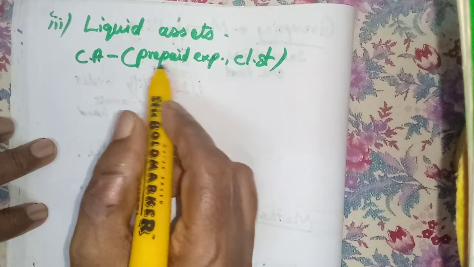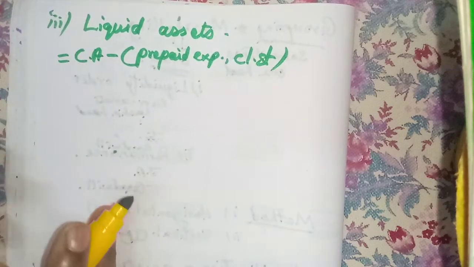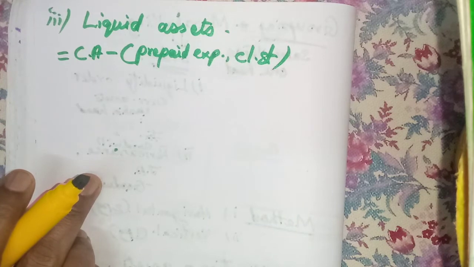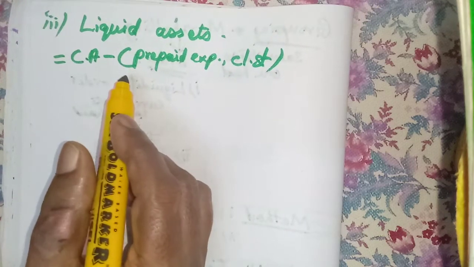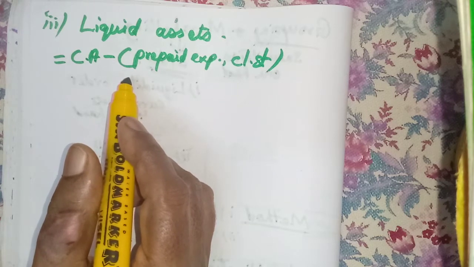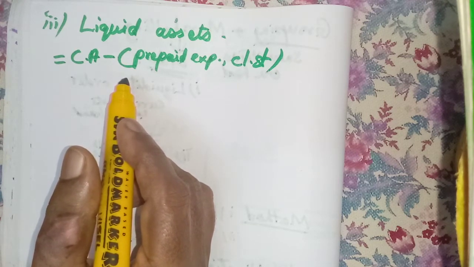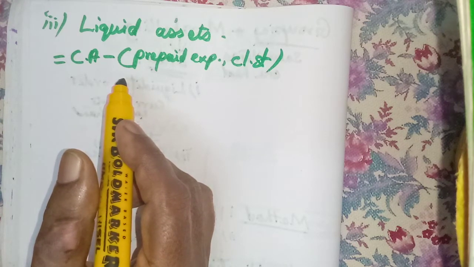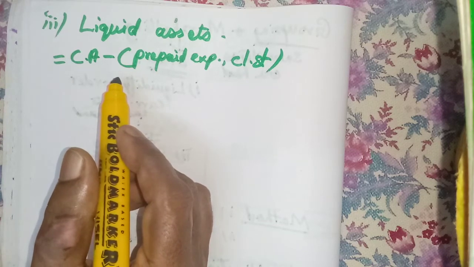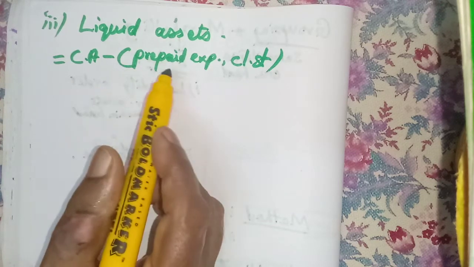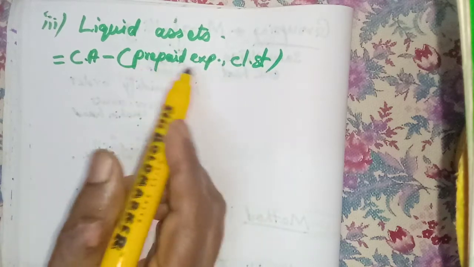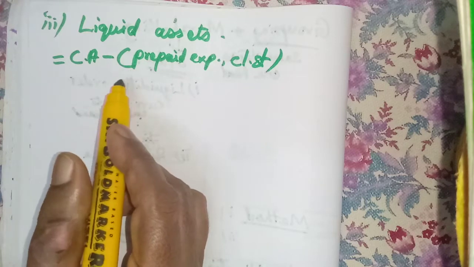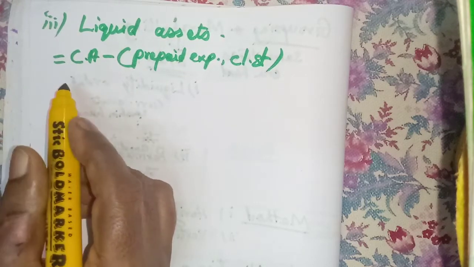Current assets minus prepaid expenses and closing stock, we will get the liquid assets. So what all will come? Cash in hand, cash at bank, then bills receivable, then sundry debtors, then short-term investments, then any accrued income that we can get, isn't it? But prepaid expenses and closing stock must be excluded from the current assets. Then we will get the liquid assets.